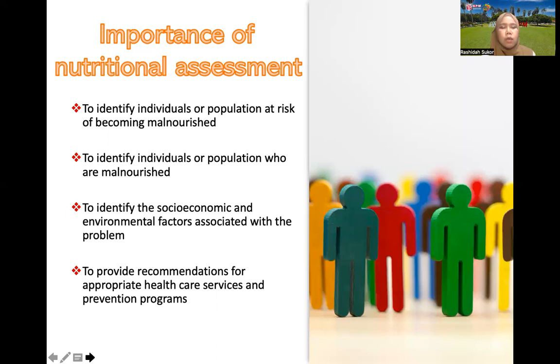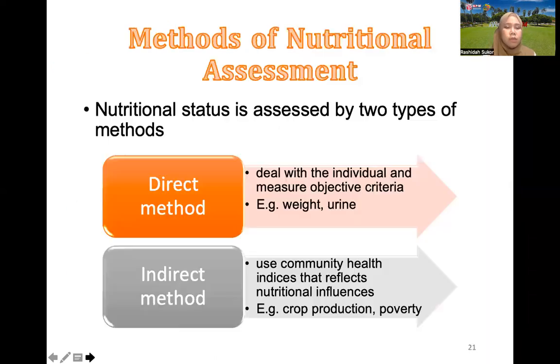Okay, and then after that we can provide recommendations for appropriate healthcare services and also prevention programs. We don't want it to be a chronic problem. So if they are undernourished or malnourished, what are the intervention programs that we can take, or the government, for example, new policies and intervention programs, in order to tackle these issues of malnutrition.